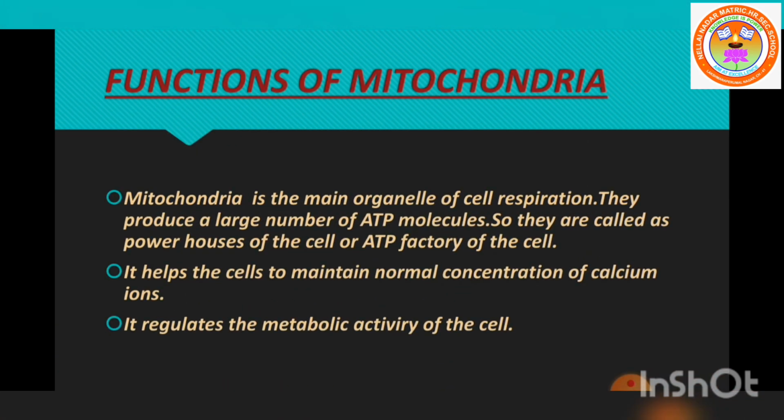Let me move on to the functions of mitochondria. What are the functions of mitochondria? Mitochondria is the main organelle of cell respiration. Cell respiration takes place in mitochondria. They produce a large number of ATP molecules, so they are called the powerhouses of the cell or the ATP factory of the cell. Why is it called the powerhouse of the cell? It produces adenosine triphosphate, ATP, which forms the free energy or energy currency of the cell. For this reason, mitochondria is referred to as the powerhouse of the cell.